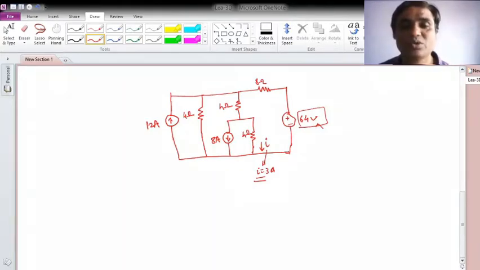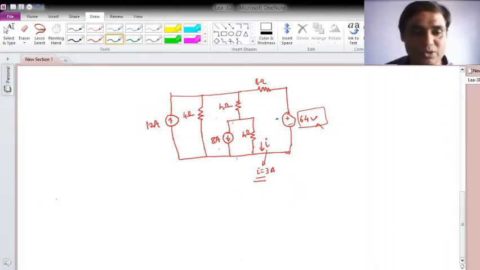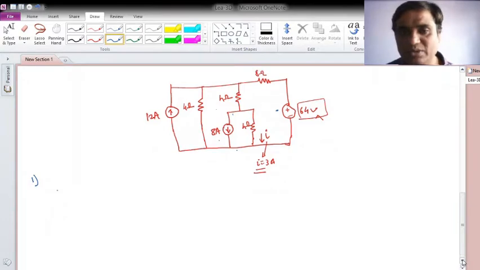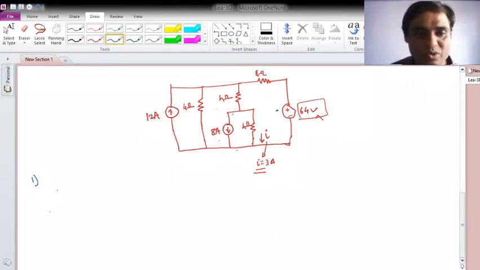So in order to solve, first I will activate the 12 ampere current source and deactivate the 8 ampere source and this 64 volt source. For a current source, if I'm deactivating it, I will make it open circuit, and the voltage source I will make short circuit. Okay, so there are three independent sources, so 3 times I have to solve the circuit.